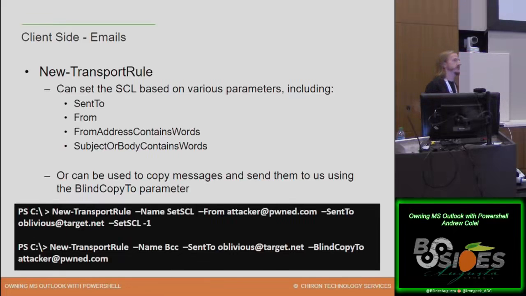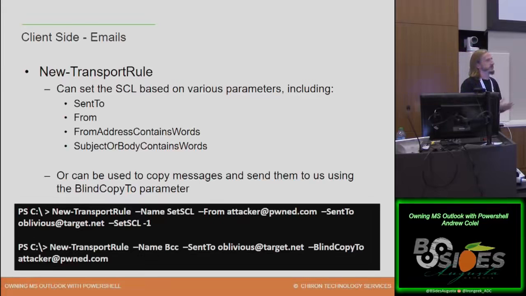What New-TransportRule does is it lets you make a new transport rule to designate how mail is handled, where it goes to, whatever you want. And this can be based on where it comes from, the sender, who it's going to, from address contains words, and subject or body contains words. So remember those two later on when we start talking about some of the other things we're going to do later.